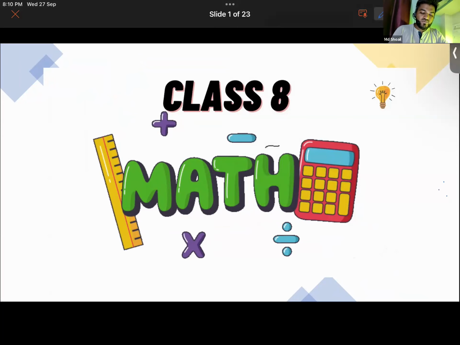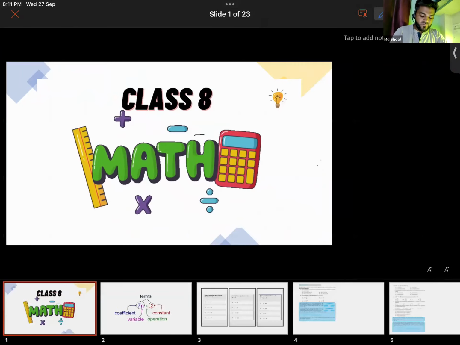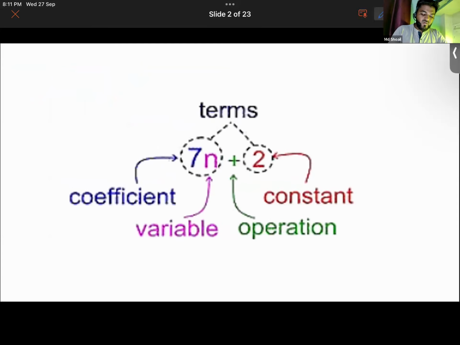First of all, as I believe you are already aware of what we discussed in the chapter: coefficient, constant, variable. In an expression there are terms. There can be one term, two terms, three terms, four terms, or more. Coefficient is the non-variable part of the term, and it is taken in a very general manner.